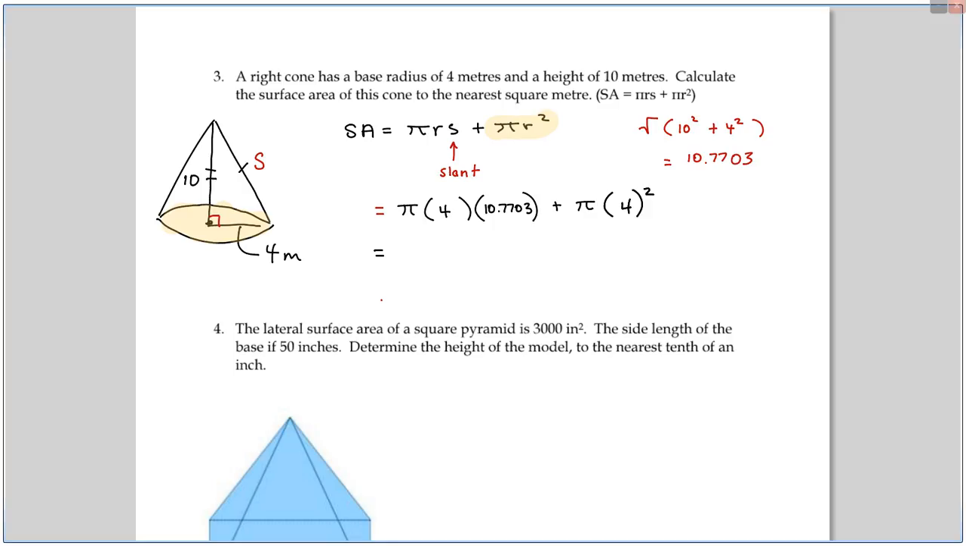And I have arrived at 185.6. And it wants me to round to the nearest square meter. So rounding, little squiggle, 186 square meters. This little squiggle, I'll do that from time to time. That just means I've rounded.